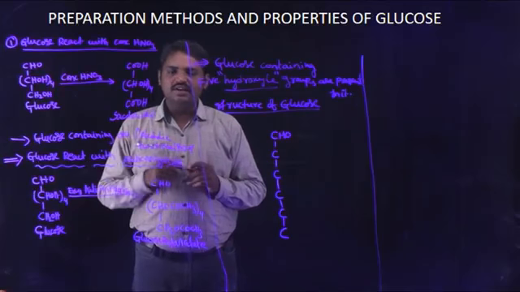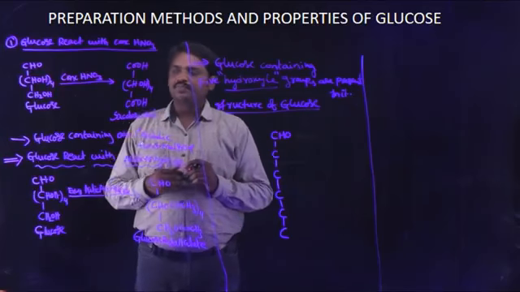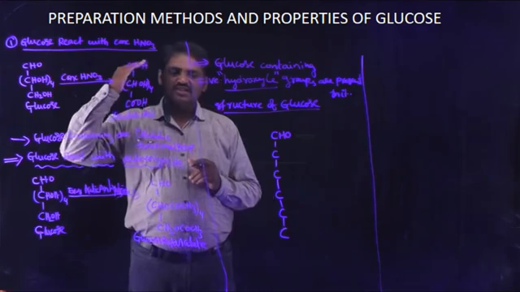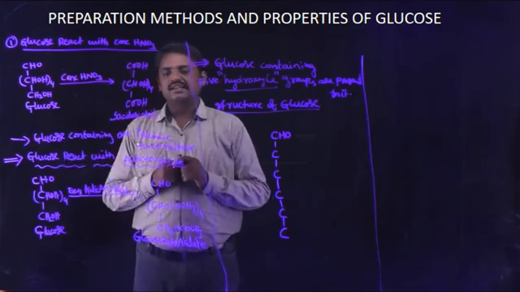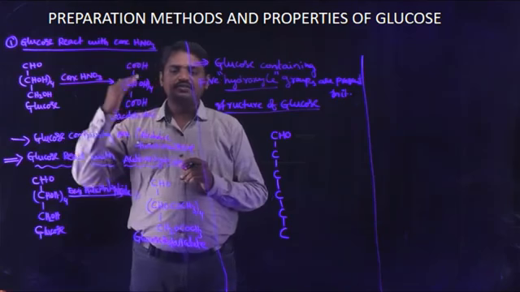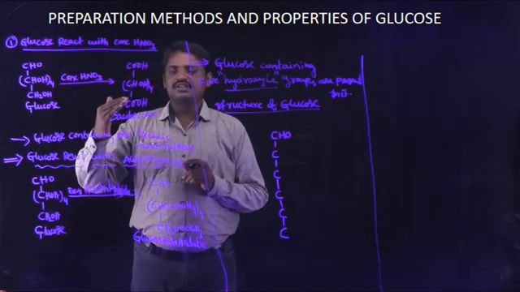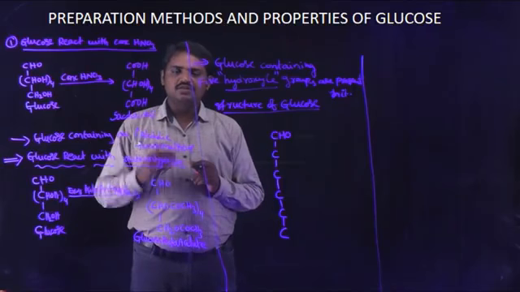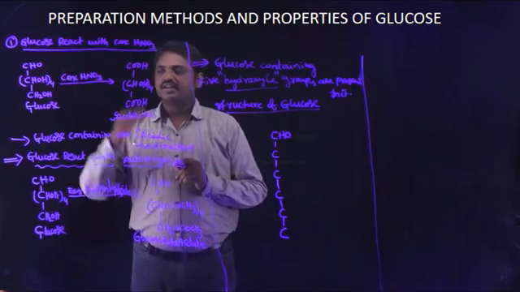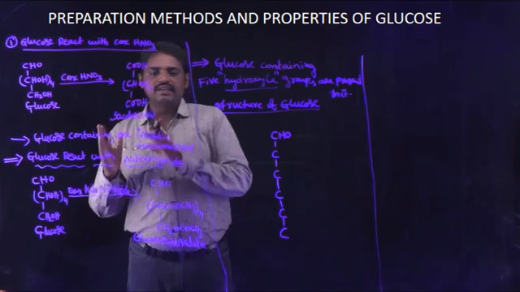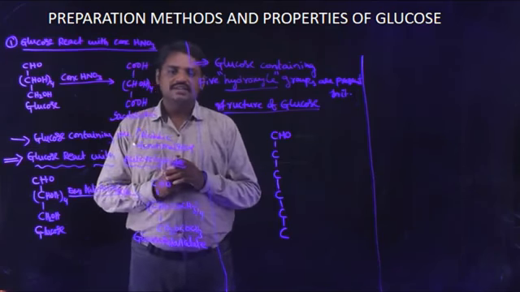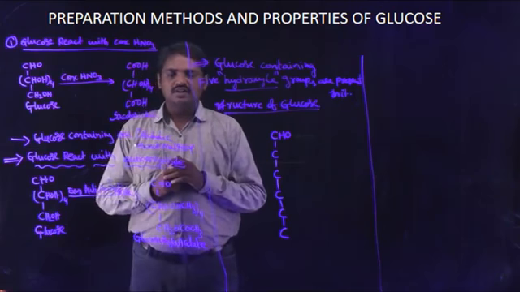And next, glucose reacts with a strong oxidizing agent. Glucose reacts with a powerful oxidizing agent or a strong acid like concentrated nitric acid, HNO3, and is converted to saccharic acid.